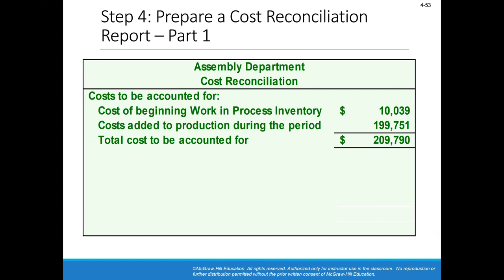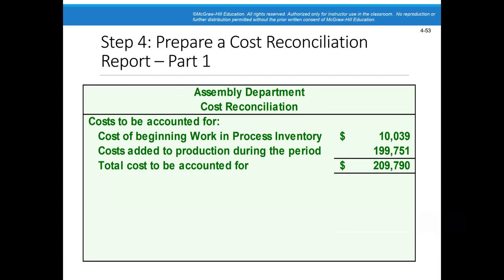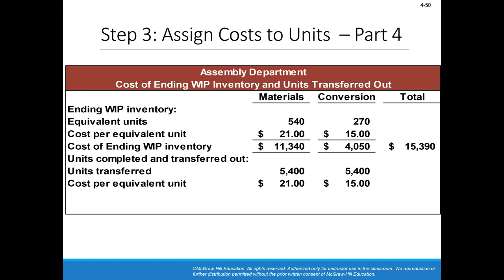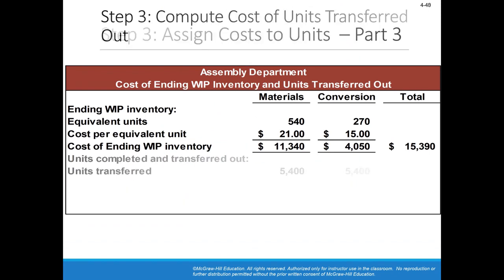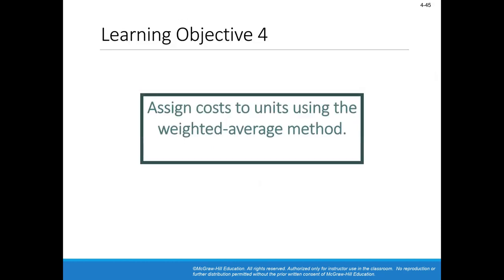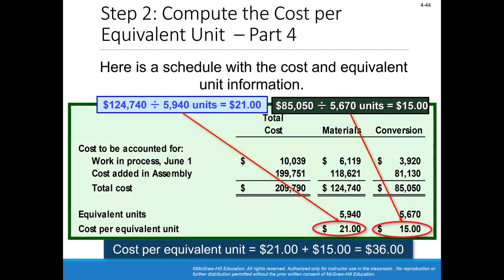So that's in both. Let me go back to a previous slide so you can see that. It was further back on that first slide that we looked at. Right here, you see how it's got the total cost there? So that's the information that we were given on this sheet. It told us what those costs were, and it was the $209,790 for the total cost. That's where that's coming from.